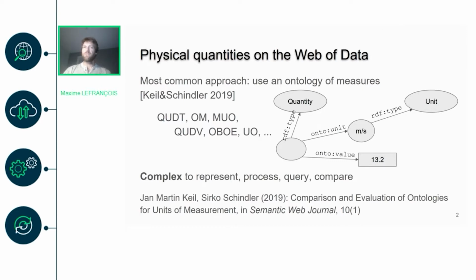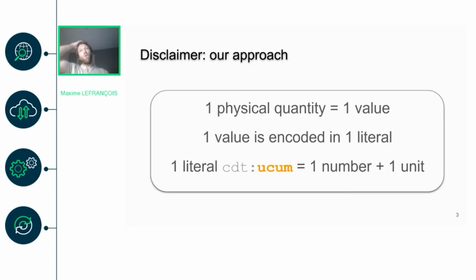There is a very good survey that was published last year by Jan Martin Keil and Sirko Schindler on this topic in the Semantic Web Journal. Our approach is to propose that, as one physical quantity is one value, and this is atomic, we should consider that one value will be encoded in one literal. And we propose a data type called CDT-UCUM, and one literal using this data type actually encodes together a pair of a number and a unit.